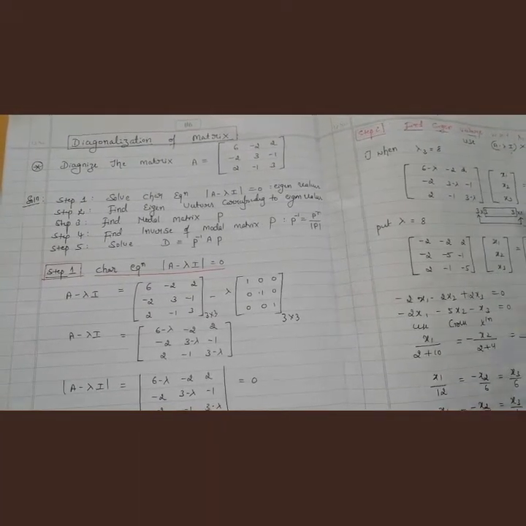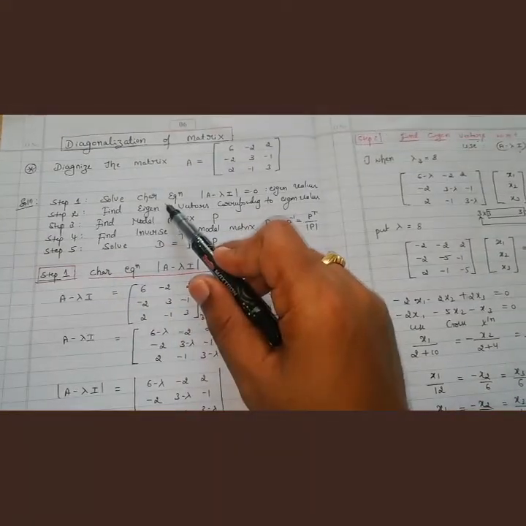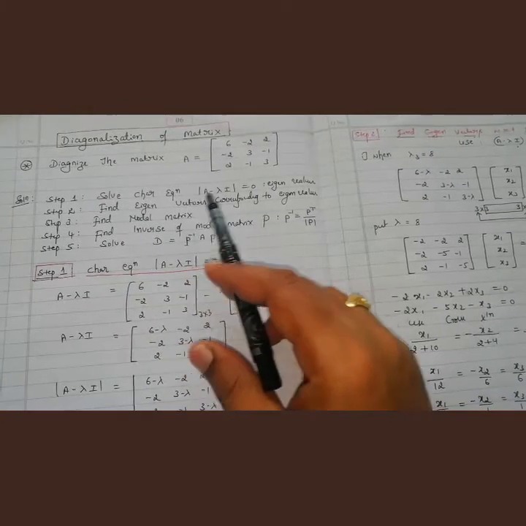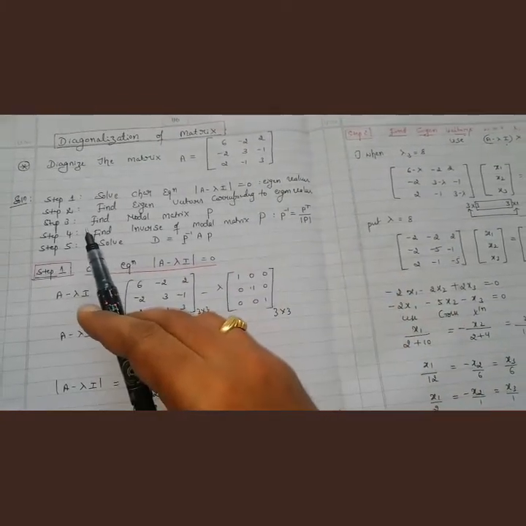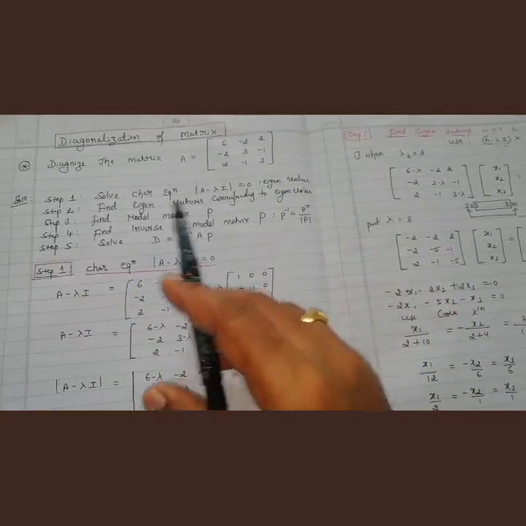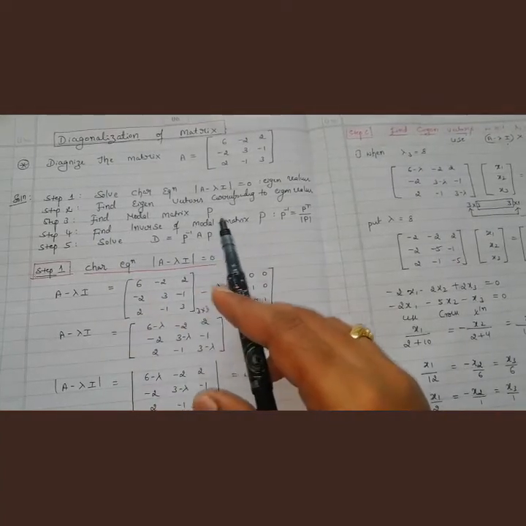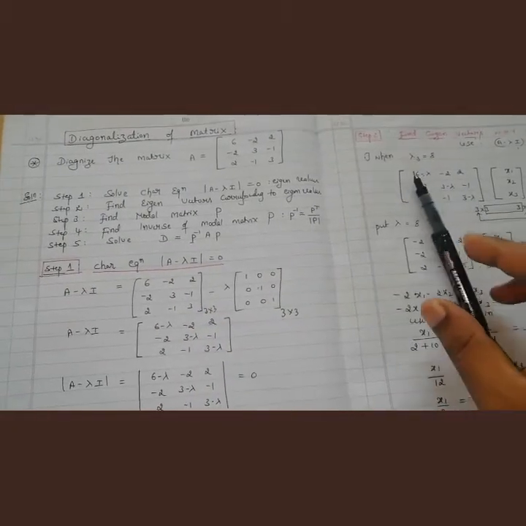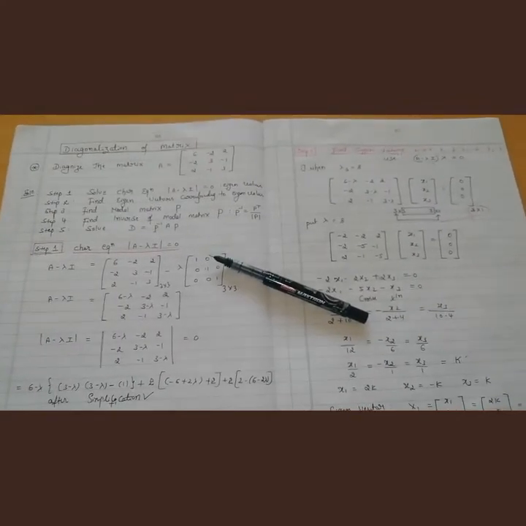So briefly, step 1, solving the characteristic equation and finding the eigenvalues. Step 2, finding the eigenvectors corresponding to the eigenvalues. Step 3, finding the modal matrix P. Step 4, finding the inverse of the modal matrix. And step 5 is solving for D is equal to P inverse A into P. So this is what the problem is all about. I conclude this problem at this stage.